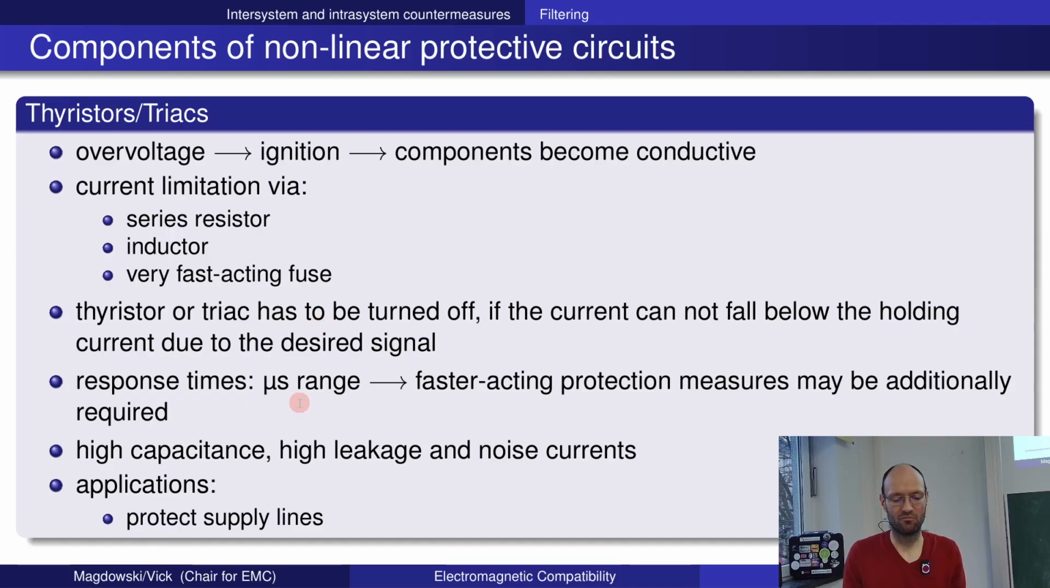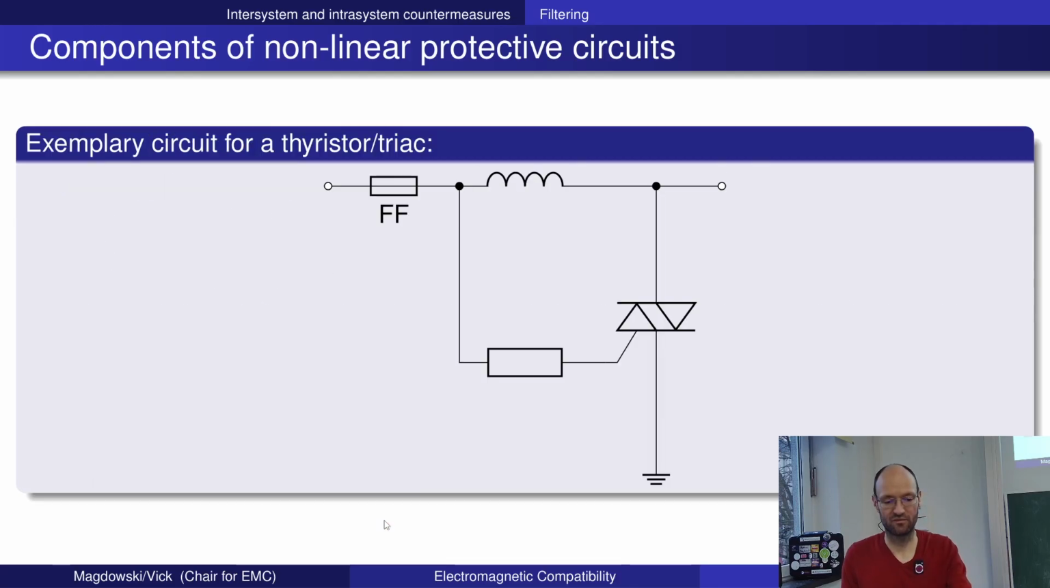Another issue is that this ignition takes some time, so the response time is just in the microseconds range. So usually you would need to combine such a thyristor or triac with another protective element that reacts faster, like a diode that we said before. Diodes react in the nanosecond range. This takes some orders of magnitude longer. So this is some more heavy protection, maybe for supply lines, something like this.